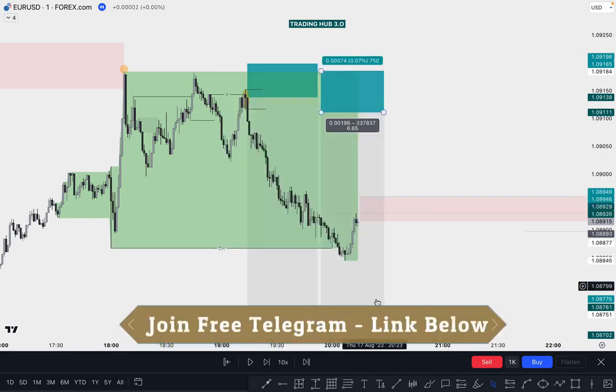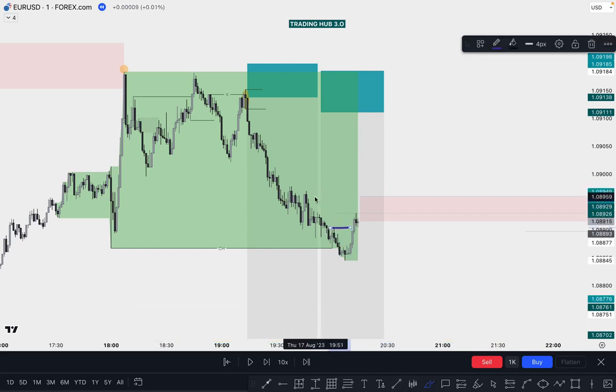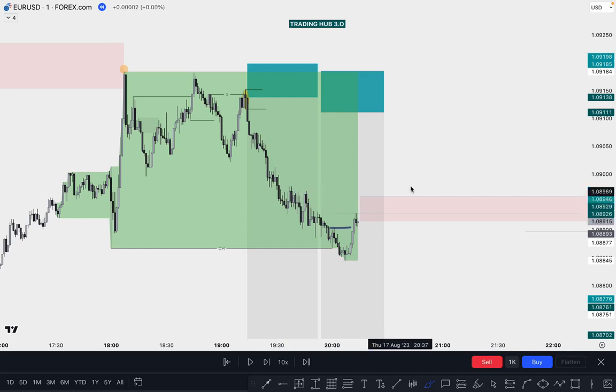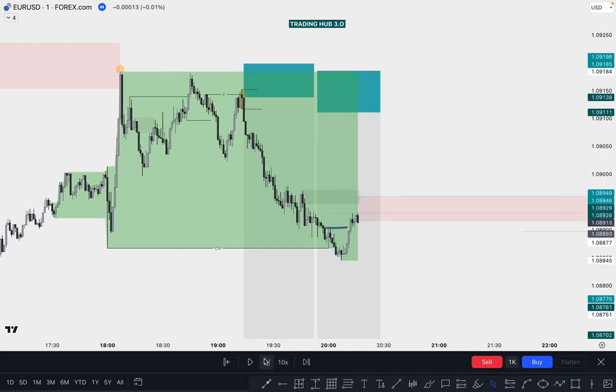The actual CHoCH is broken here, and we need inducement again. Where is the inducement? This one. And after taking out the inducement, we can enter here at this order block, because this one took out the liquidity, right? So we can enter here, and we need additional confirmation like a single candle order block, then we can enter here. Otherwise you need to wait for it.